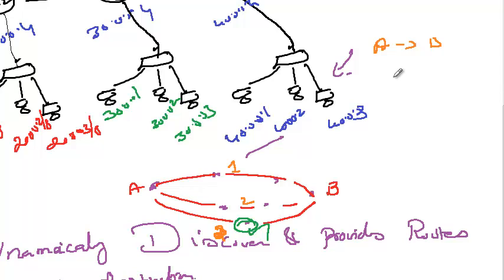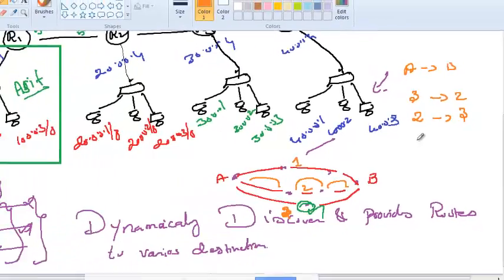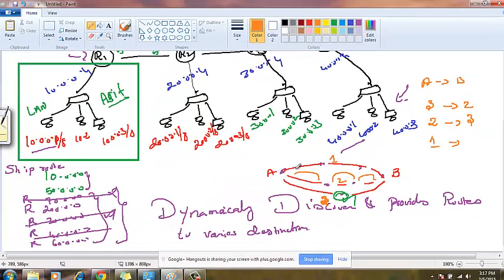If I go via router 3, the third path, it is only 2 hops to reach B. If I go via path 2, how many jumps? 1, 2, 3, 3 jumps. If I go via path 1, it is 1, 2, 3, again 3.